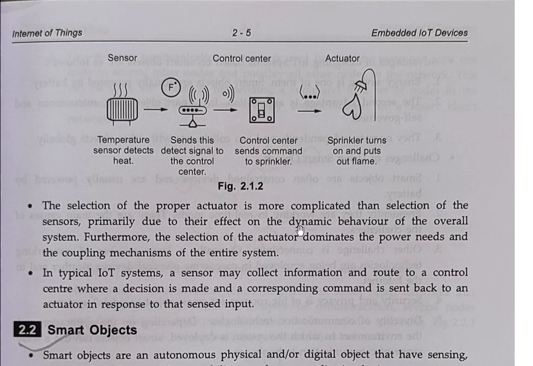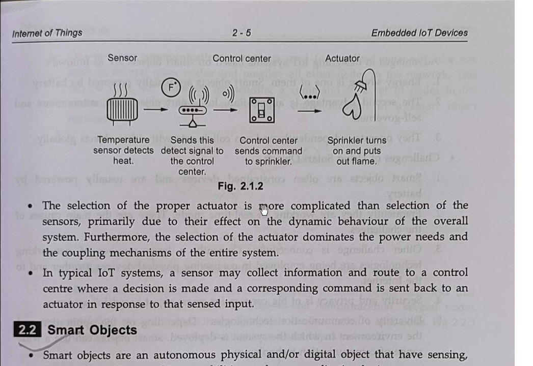So this is one figure where the temperature sensor detects the heat, then it sends this detected signal to the control center. Okay, and the control center sends a command to the sprinkler, and the sprinkler turns on and puts out the flame. Okay, so this is how we use the sensor for quenching the fire.